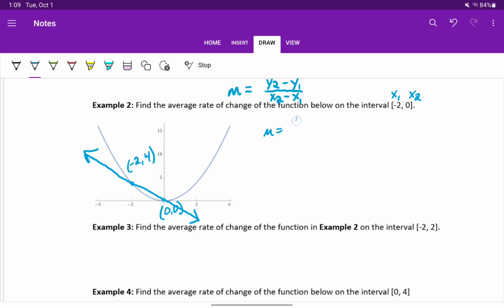To do that, we'll take the difference of our y-coordinates divided by the difference of the x-coordinates, making sure we use the x-coordinate paired under its corresponding y-coordinate. So this will be (4 minus 0) over (-2 minus 0), giving us 4 over -2, or a slope of -2. This answer makes sense because the slope that we came up with is less than 0, and our secant line is decreasing, meaning that line should have a negative slope.